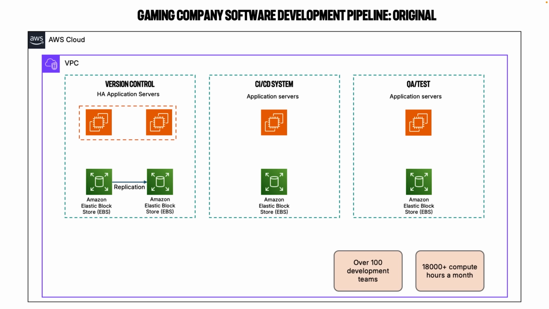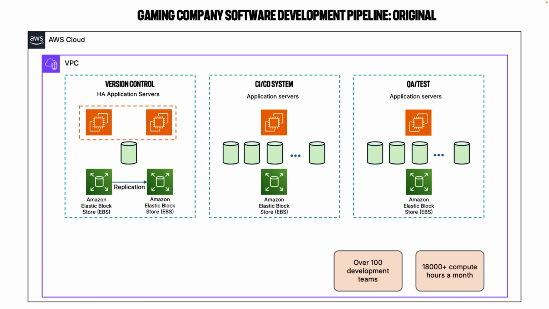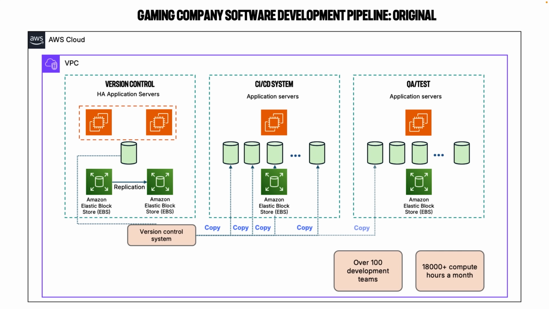Their software pipeline required the creation of a developer environment for each code change. Each change had to go through version control, the CI/CD system, and to be signed off by the QA testers. For each of these stages, a new copy of the code had to be created, resulting in extremely long waits and substantial increase in storage costs.